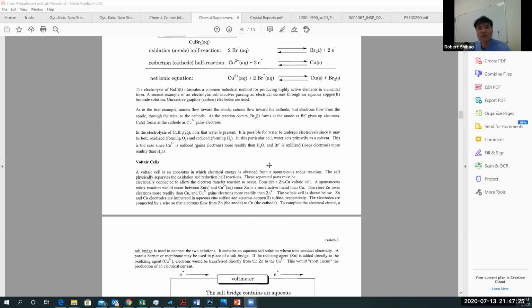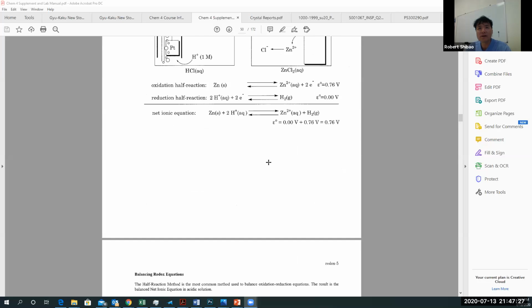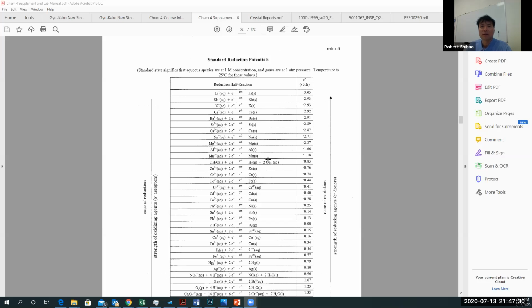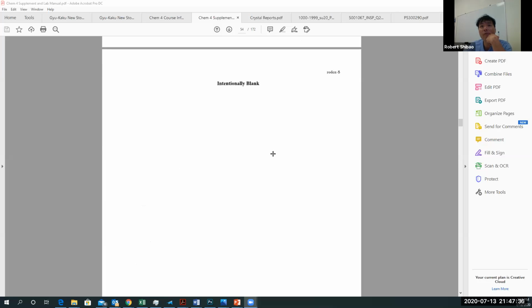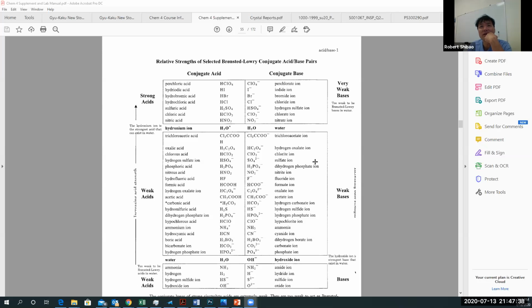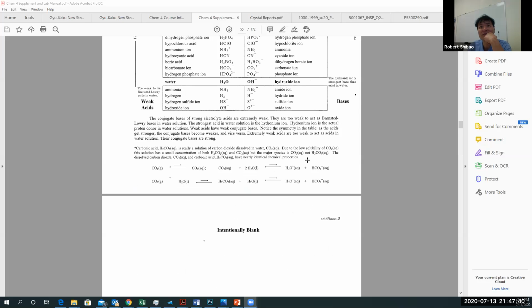Electrolytic voltaic cells, no, not that. I moved it. I didn't look at the latest edition of this. I should look at the table of contents. Better.